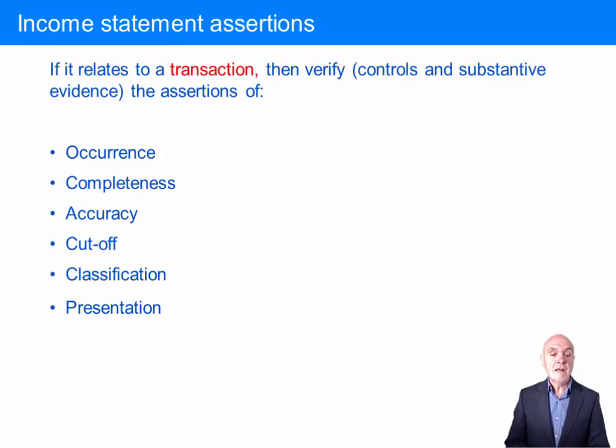The two groups. First of all, we have the assertions primarily to do with income statement assertions. This is to do with transactions and events. How do we know that sales actually occurred?